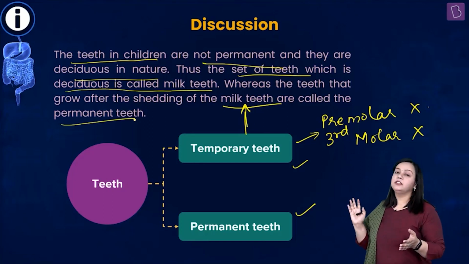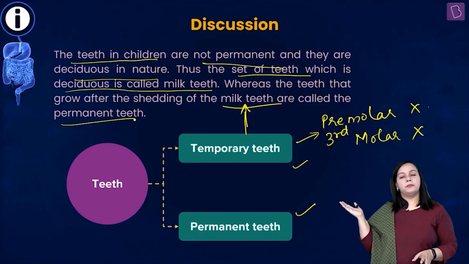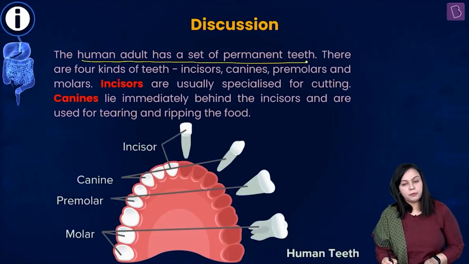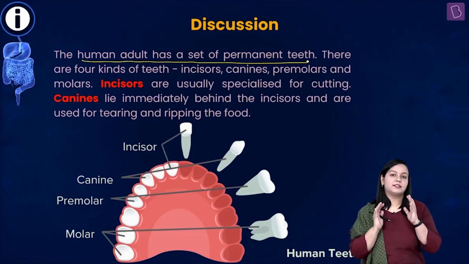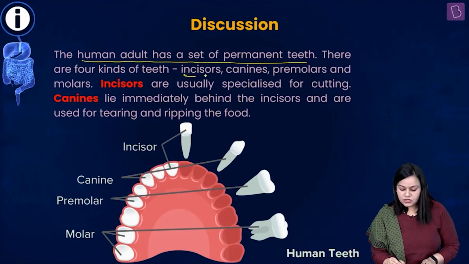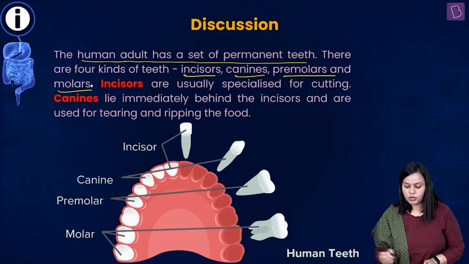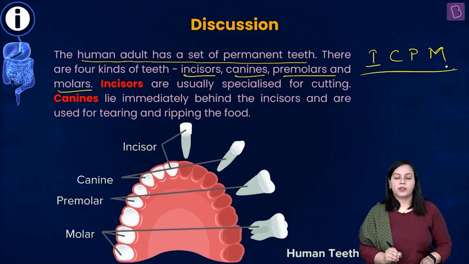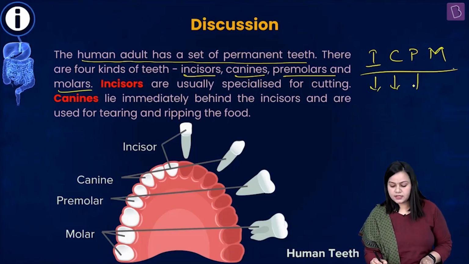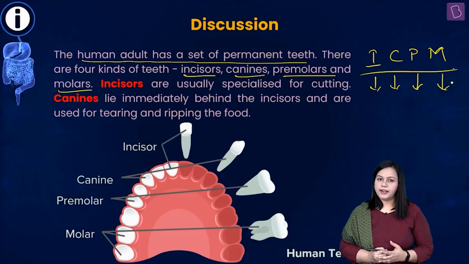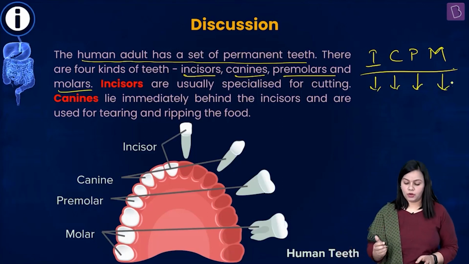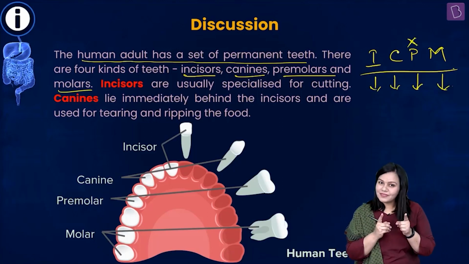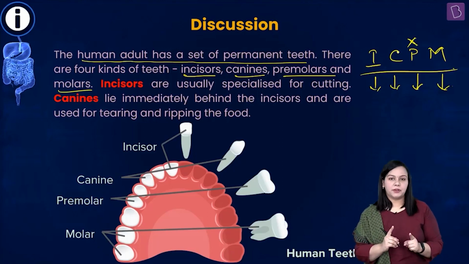So as I already specified, the two types of teeth are temporary teeth or milk teeth and permanent teeth. Going ahead, the human adult has a set of permanent teeth and the types of teeth present here are incisors, canines, premolars and molars. You will always remember them in this sequence: ICPM, that is incisors, canines, premolars and molars. So this premolars is what is absent in the milk teeth, in the temporary set of teeth.